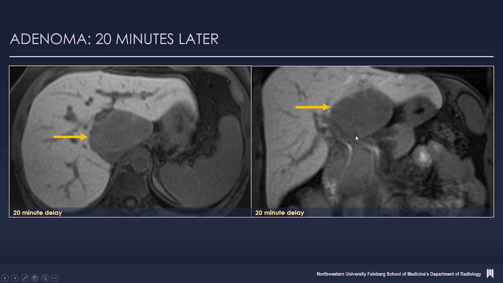And you can tell it's a delayed phase because you're starting to see biliary excretion, so you want to look for the contrast within the bile duct.